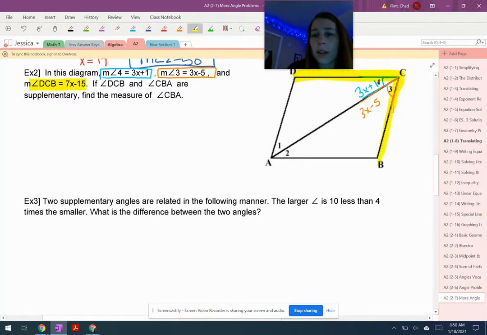So DCB, so that's this angle. So that whole giant angle, so the whole thing is 7x minus 15. Okay.